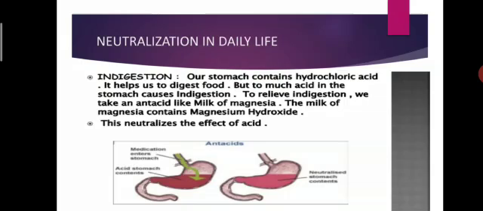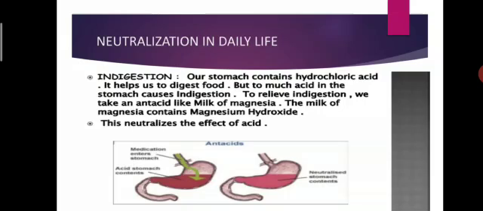First of all, we know about indigestion. Students, our stomach contains hydrochloric acid. We all know about it. It helps us to digest our food. But too much acid in the stomach causes indigestion. So to get relief from indigestion, we can take milk of magnesia. The milk of magnesia contains magnesium hydroxide. It means it has a base in it. So this neutralizes the effect of the acid.